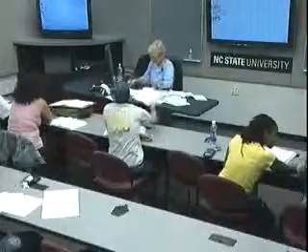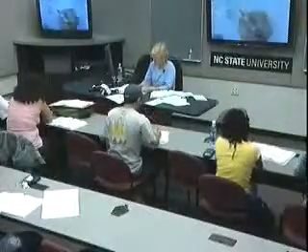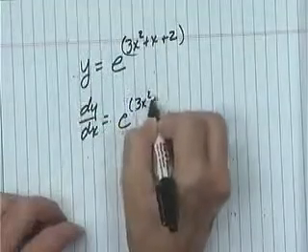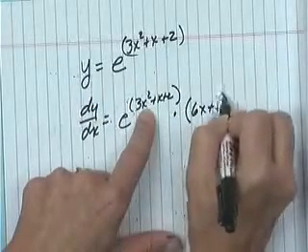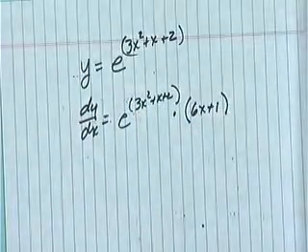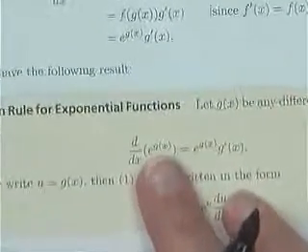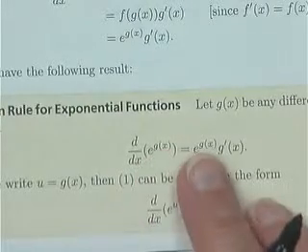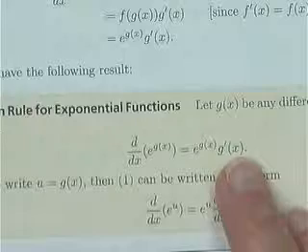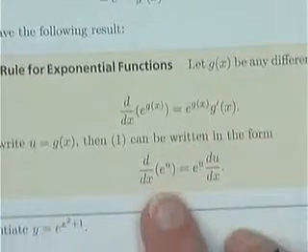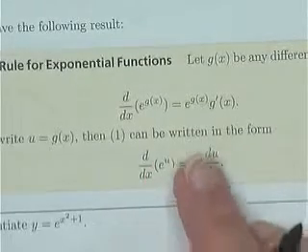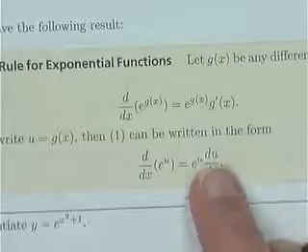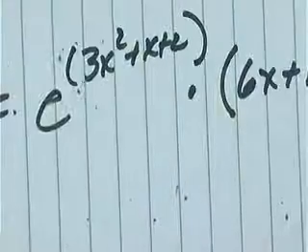All right. So e raised to any function is e raised to that function times the derivative of that function. Okay? All right, here's the rule in the book. I'm on page 255. E raised to a function g of x is e raised to that function times the derivative of that function. Or, writing it in terms of u, the derivative of e to the u is e to the u times the derivative of the u part. Everybody good? All right, let's try another example.